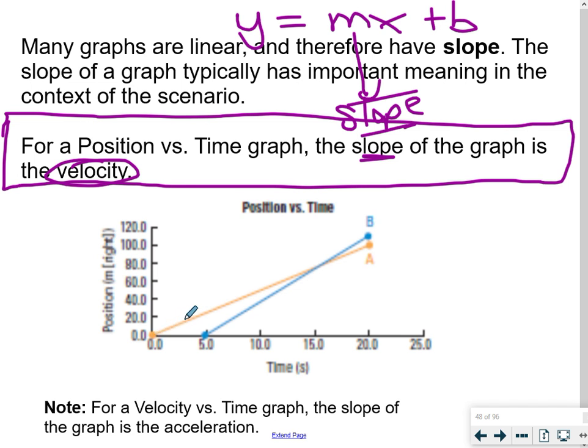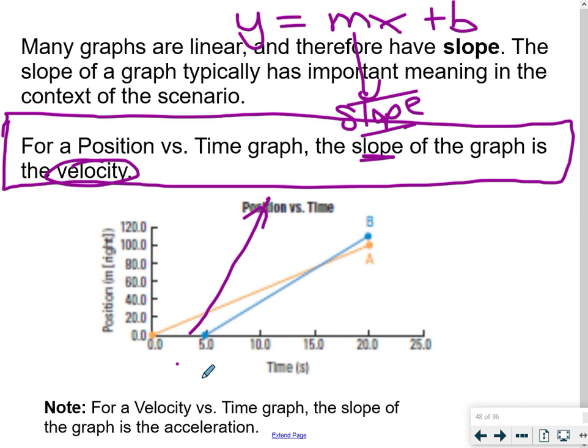This graph right here was traveling at a nice leisurely velocity. But this blue graph right here is actually traveling much quicker. If I were to have a graph that was very, very steep, that is the graph of someone who's traveling really, really quickly because they're traveling a large distance in a short amount of time.